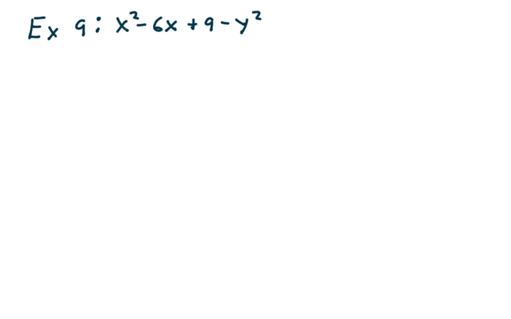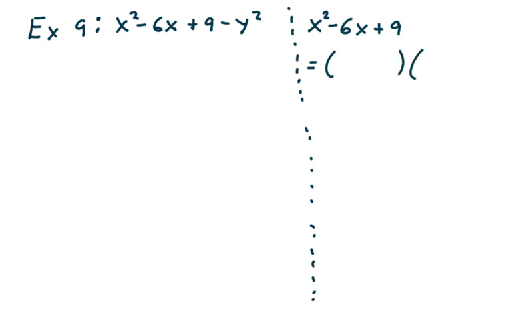Now, just like before, if you really look at those first three terms, that's a perfect square, okay? So in other words, I'm going to look at x squared minus 6x plus 9, and I'm going to factor it. When I factor it, right, remember that x squared is x times x. So that's the first term of each factor. 9 is 3 times 3.